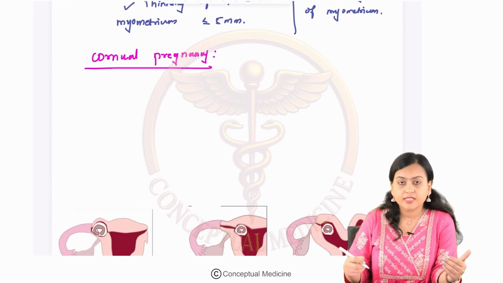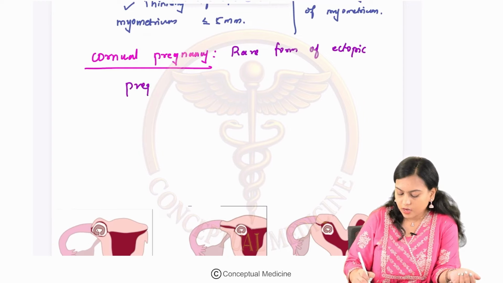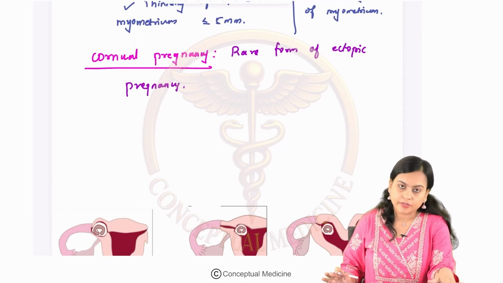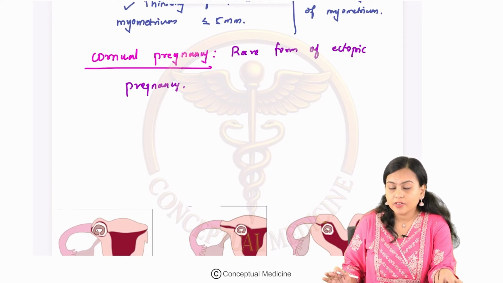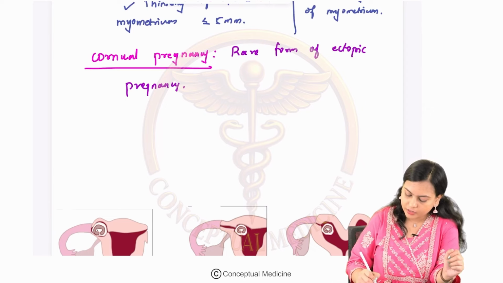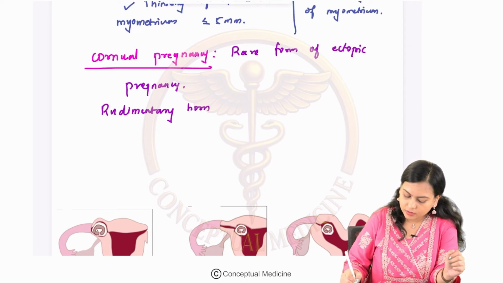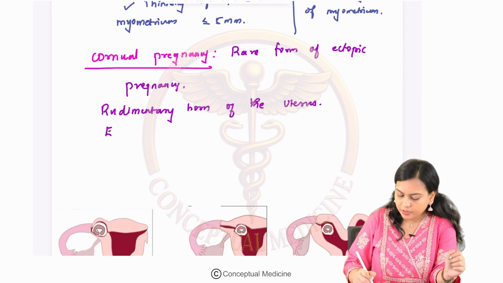See, cornual pregnancy is a rare form of ectopic pregnancy. In this, the pregnancy happens in the rudimentary horn of the uterus. That is a uterus with Mullerian anomalies, and that rudimentary horn can be communicating with the uterine cavity or it may not be communicating with the uterine cavity. So, it happens in the rudimentary horn of the uterus. Clear? And remember, cornual pregnancy is a kind of ectopic pregnancy.